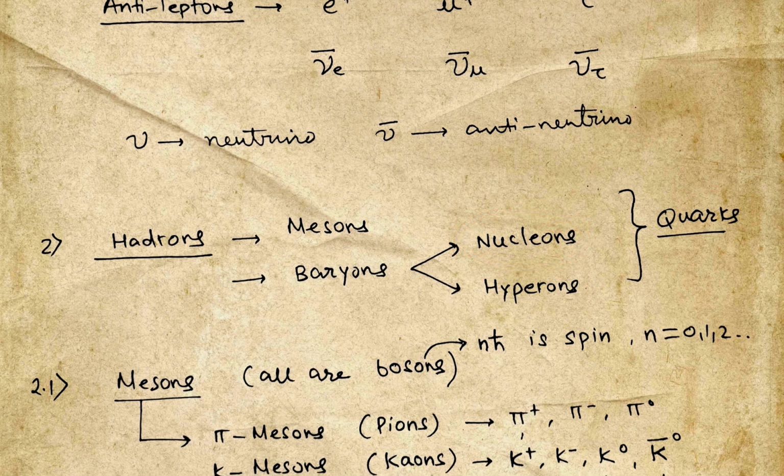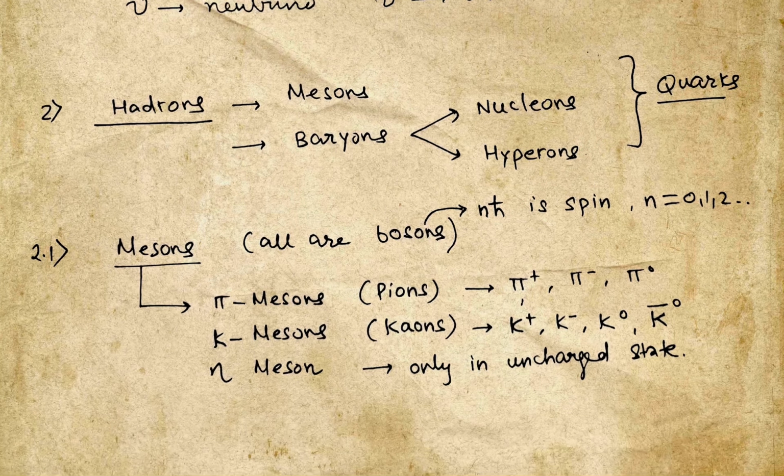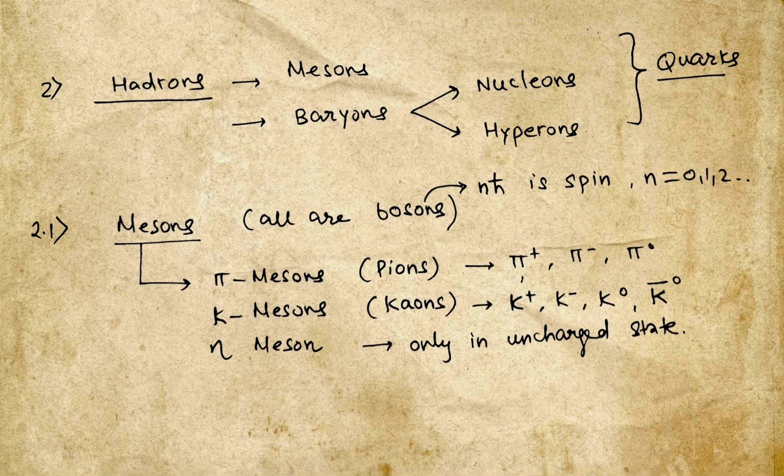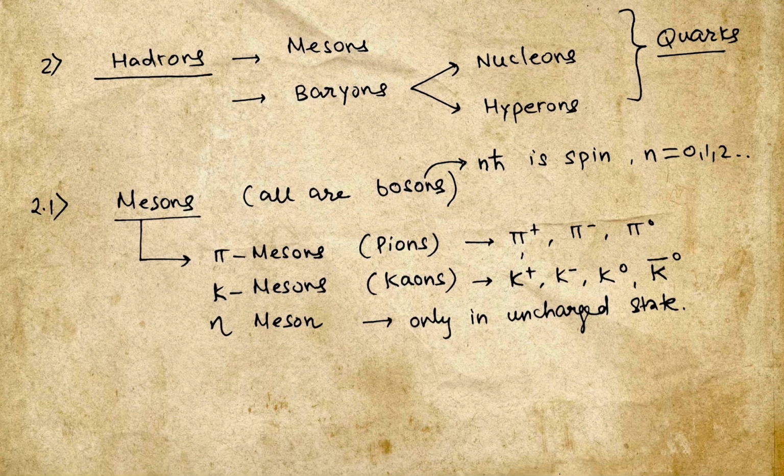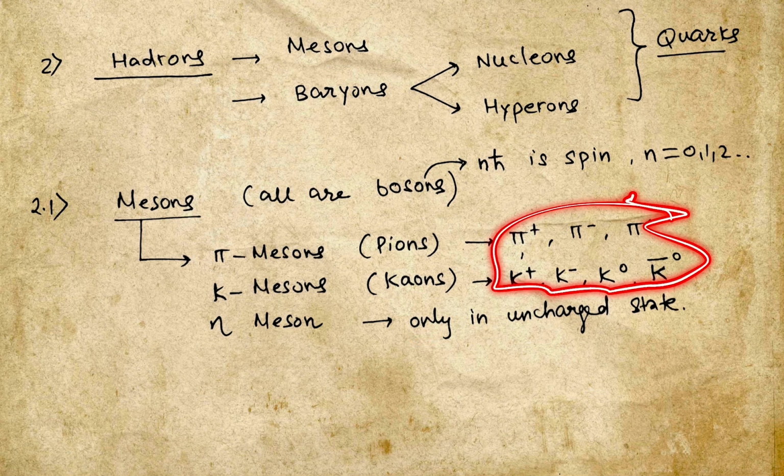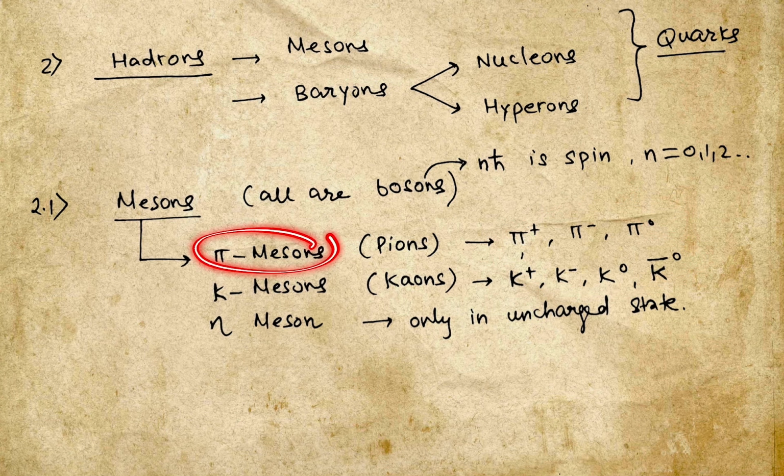Now, hadrons are simply mesons or baryons, and baryons are divided into nucleons and hyperons. We are also classifying hadrons into a new kind of classification on the model of quarks, but we will do it last. First, let us follow this kind of classification. Mesons are all bosons. That means their spin is n h-bar, where n is an integer including 0. There are three kinds of mesons: first is the pi meson, also called the pion, then the K meson or kaon, and then the eta meson. The eta meson exists in an uncharged state, so we have no such charge classification for it like we have for the pi meson and K meson.